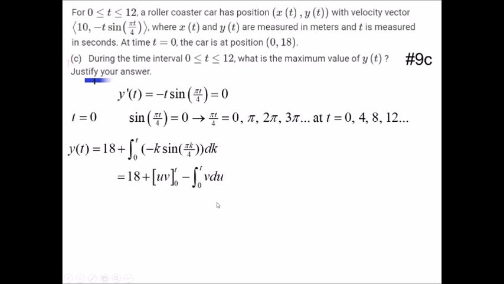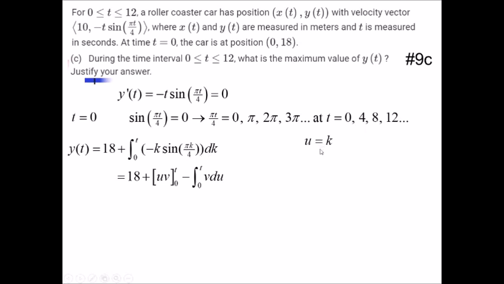A little bit of a reminder: when I'm picking my u value, I use the acronym LATE to help me prioritize which functions make better u values. The A stands for algebraic, like this negative k here. T stands for trig, like this sine function. I would prefer to use the algebraic negative k for the u function. My reasoning is that things that are easier to differentiate make better u values, and things that are easier to integrate make better dv values, or things that at least don't get worse when you integrate them. So I'm going to let u be k.